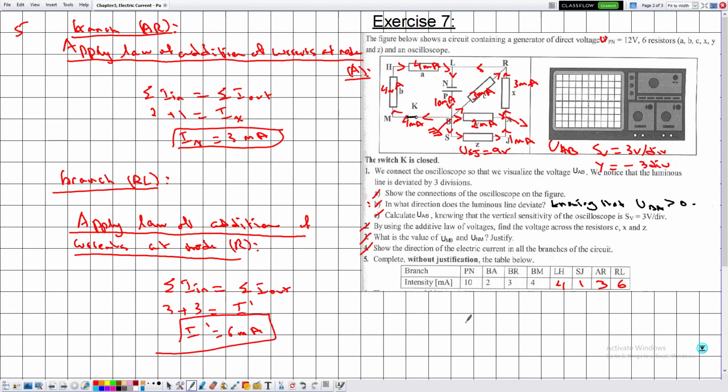And by this we have finished solving this exercise. So that's it for me in this video, guys, and in the coming video we'll start chapter number 4, which is the resistors.